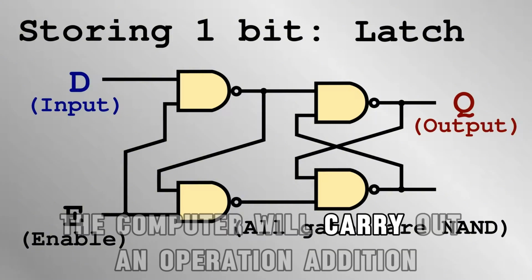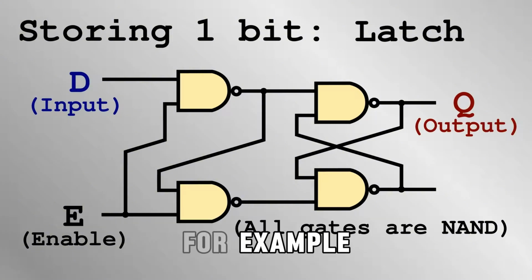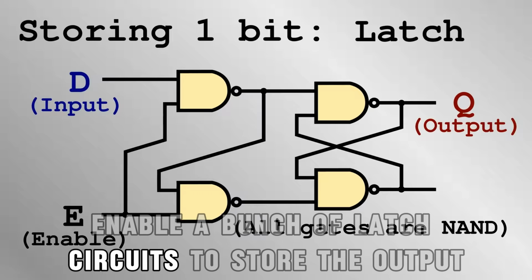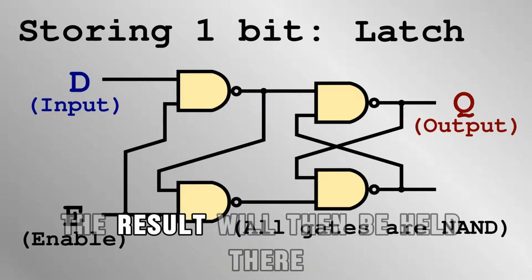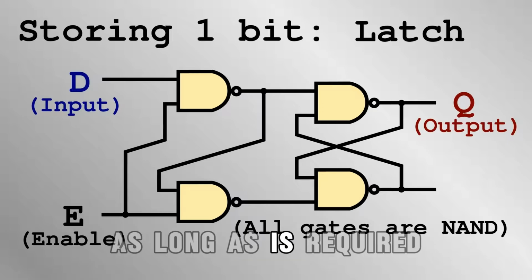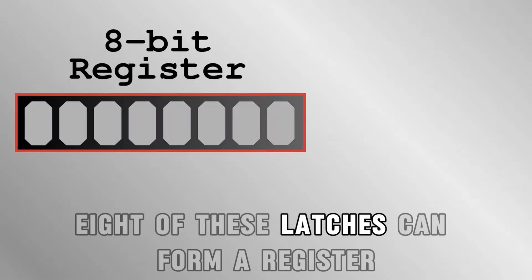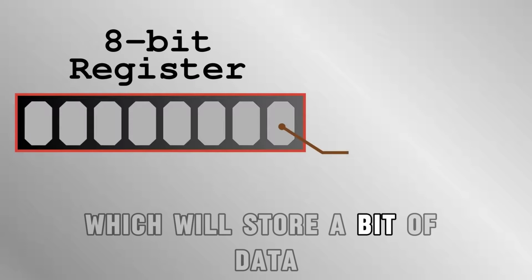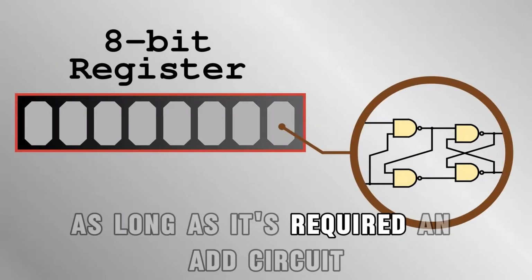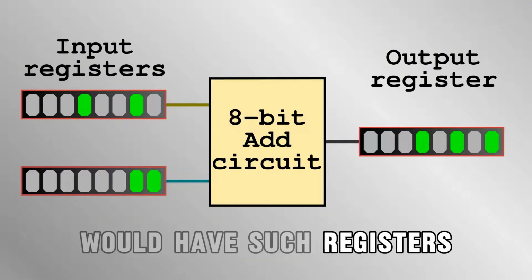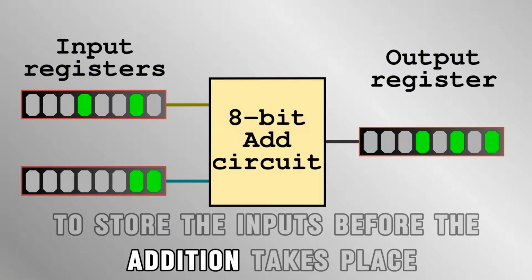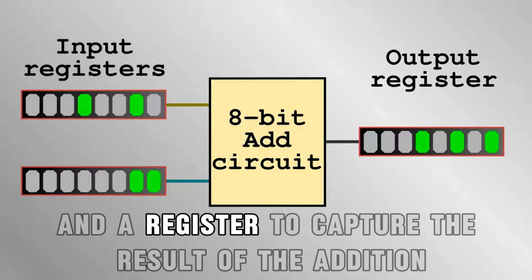The computer will carry out an operation, addition for example, enable a bunch of latch circuits to store the output, and then switch the enable back off. The result will then be held there as long as is required. 8 of these latches can form a register which will store a byte of data as long as it's required. An add circuit of the type we looked at in the previous section would have such registers to store the inputs before the addition takes place, and a register to capture the result of the addition.